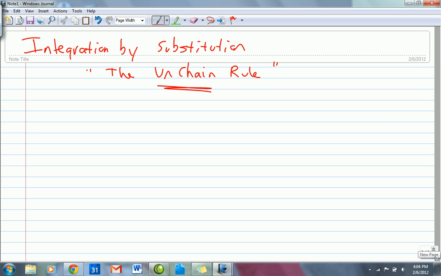Hi, I'm going to show you how to use a technique called substitution to work through some pretty specifically engineered integration problems. And I call this the unchain rule. That said, I suppose now is a good time to review the chain rule for differentiation.